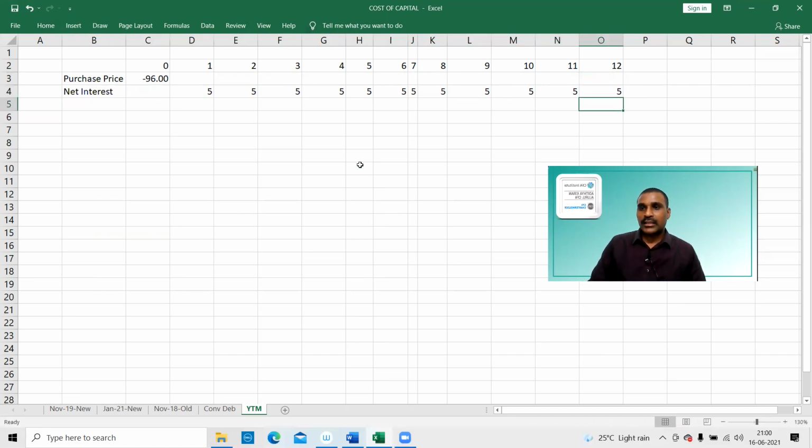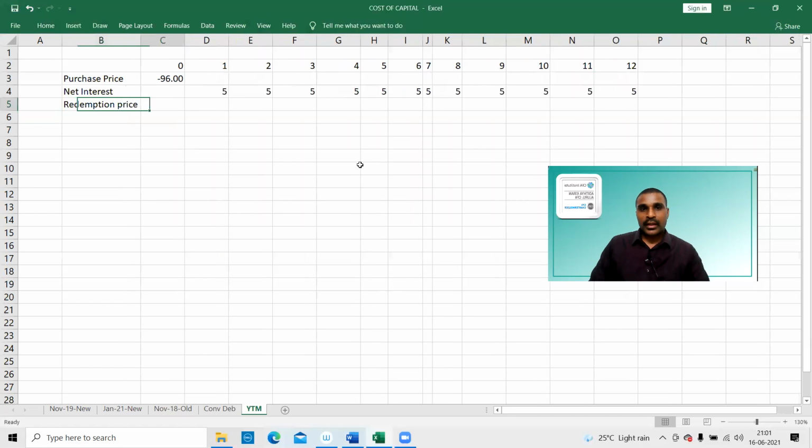And this redemption price is 112. Redemption price will be 112. It is also an inflow. So therefore, I'll calculate the total summation.